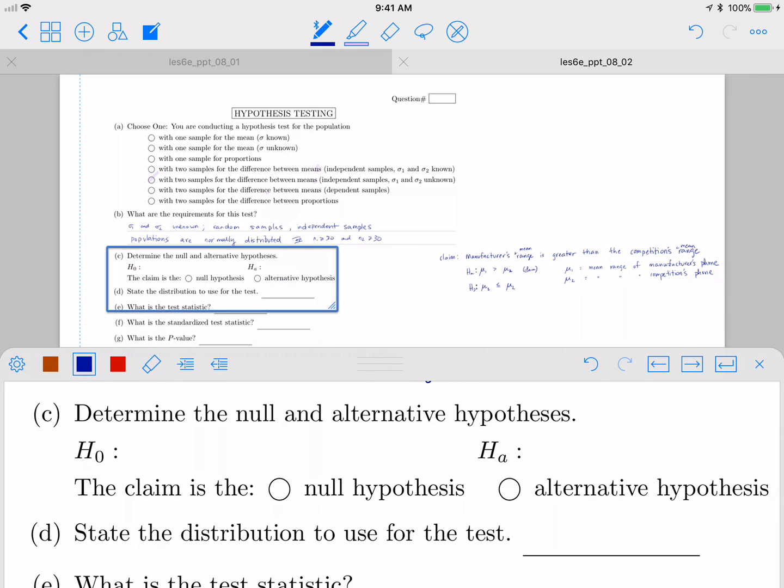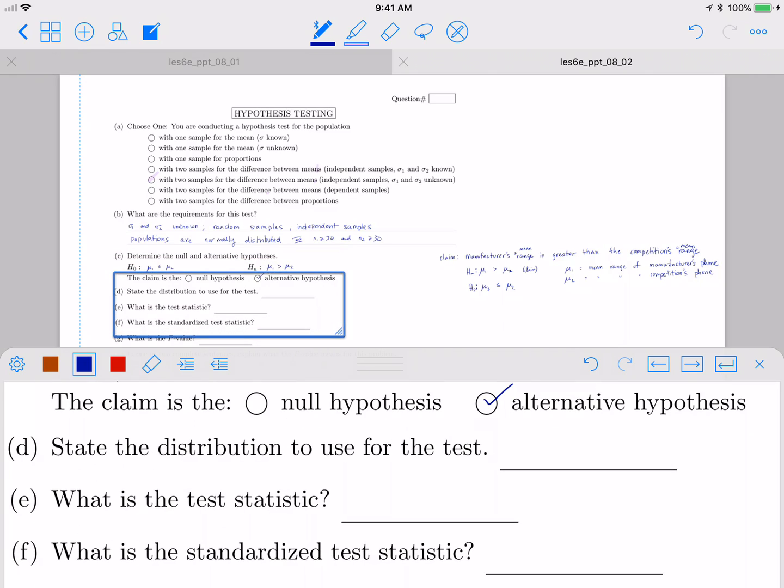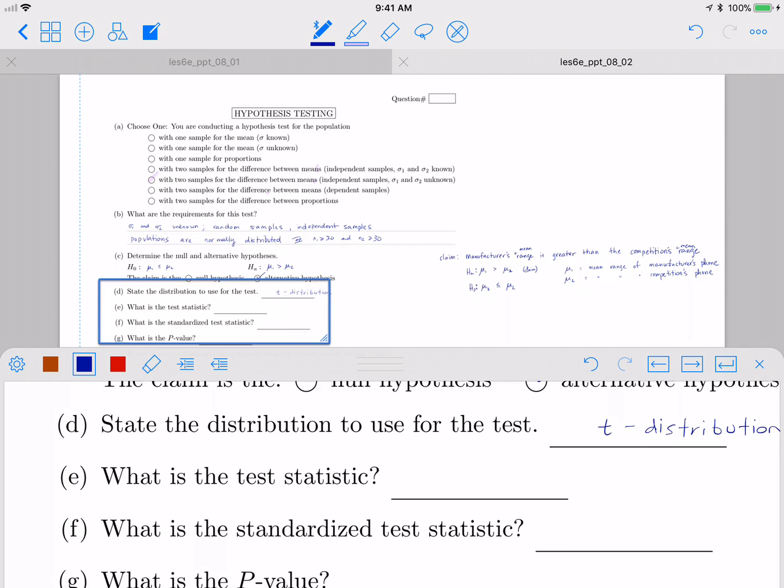So let's go ahead and put that in. Our null hypothesis is mu1 is less than or equal to mu2. Our alternative hypothesis is that mu1 is greater than mu2, and the claim is the alternative hypothesis. The distribution that we're going to use is the t-distribution because we don't know the population standard deviations.